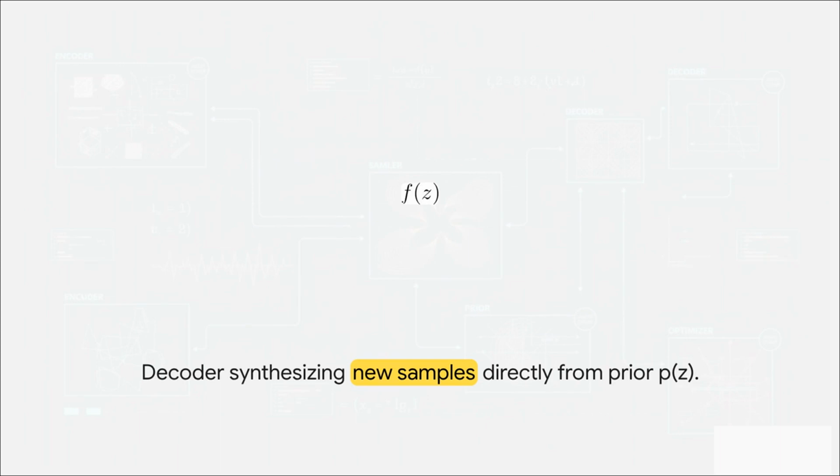Because our KL pressure forces the latent space to resemble a standard normal prior, we can actually just bypass the encoder entirely. We literally just sample a latent vector Z directly from that prior, P of Z, basically pulling it out of thin air. We feed that raw Z into the decoder station, and the decoder synthesizes entirely new hallucinated data. It generates a digit that looks completely real, but was never ever written by a human hand.